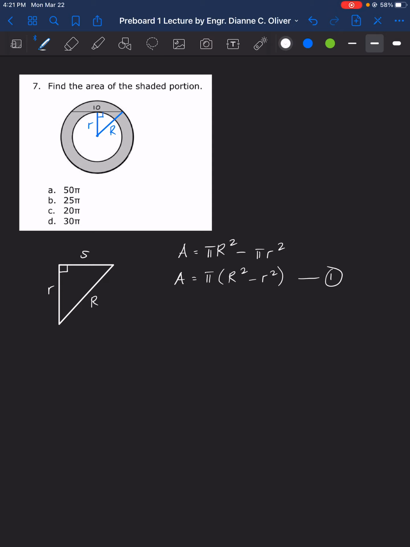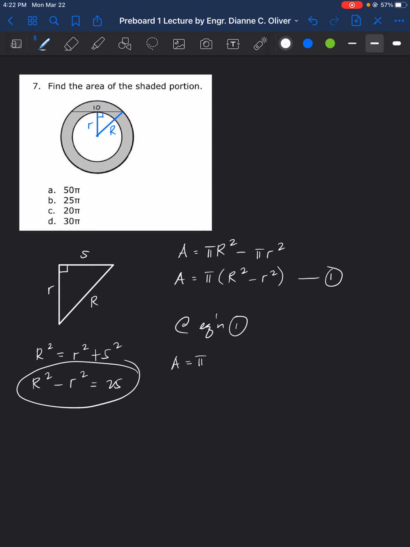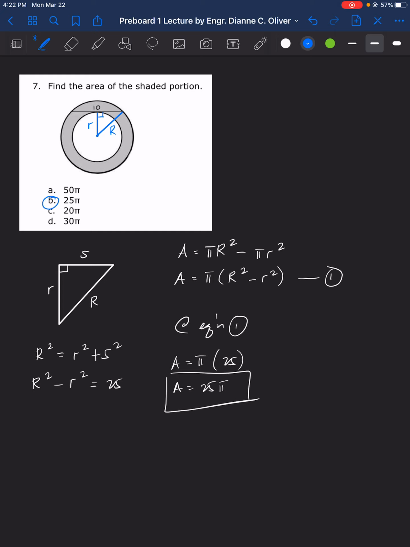Then from the triangle, using the Pythagorean theorem, the hypotenuse squared is equal to r squared plus 5 squared. R squared minus r squared is equal to 25. Then, at equation 1, we find here that area is equal to pi times this value. Substitute this value, that is 25. Therefore, area is equal to 25 pi. So the right answer for number 7 is B, 25 pi.